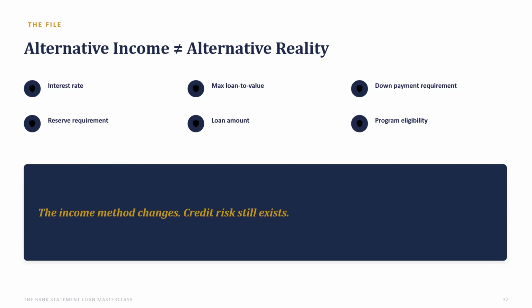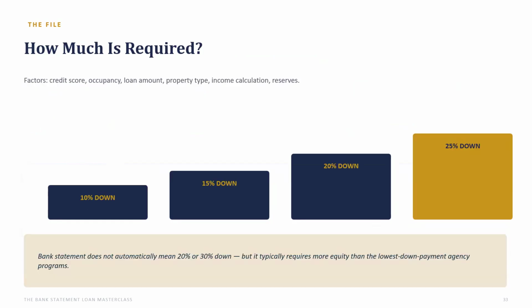Candidly, what we found recently is that bank statement loans and non-QM loans are actually pricing better than conventional loans in some cases. It's really interesting. But let's talk about how much is required: 10% down, 15, 20, 25% down. Bank statement loans do not automatically mean 20, 30% down, but they do typically require more equity than the lowest down payment agency program. So it's not a 5% down program, but we do have 10% down bank statement loan programs.